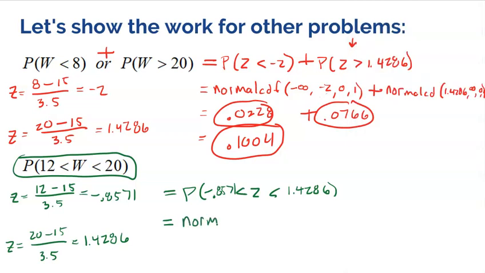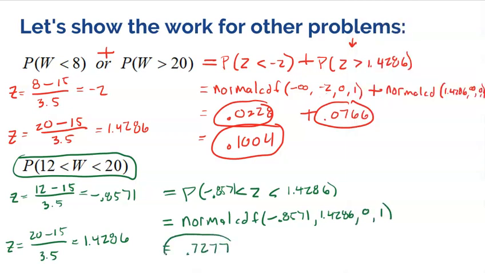But I'm requiring that on your paper you show me normal CDF. And you're going to go from a lower point, negative 0.8571, to an upper value of 1.4286, using a mean and a generic standard deviation of 0 and 1. And of course, the answer we just got was 0.7277. So there's a 72.77% probability that it takes Josh between 12 and 20 minutes to wash his car. Okay, so now you know exactly what you have to show, and I hope you do remember this, and you remember how easy it can be, but I'm really asking that you show this work here to get these answers.